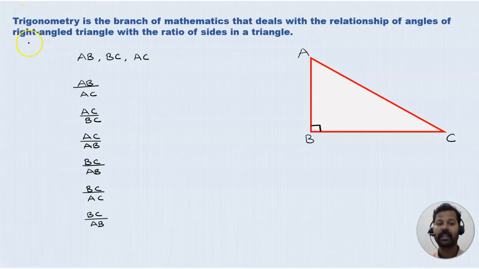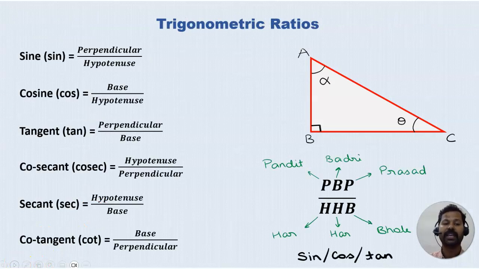And in trigonometry, we have given some special names to all these 6 ratios. So let us see what those ratios are. In trigonometry, we have a total of 6 ratios. What are the trigonometric ratios? Sine, cosine, tangent, cosecant, secant and cotangent. The abbreviations which we use for these trigonometric ratios are sin, cos, tan, cosec, sec and cot. Now we need to know which trigonometric ratio is given the name sine.